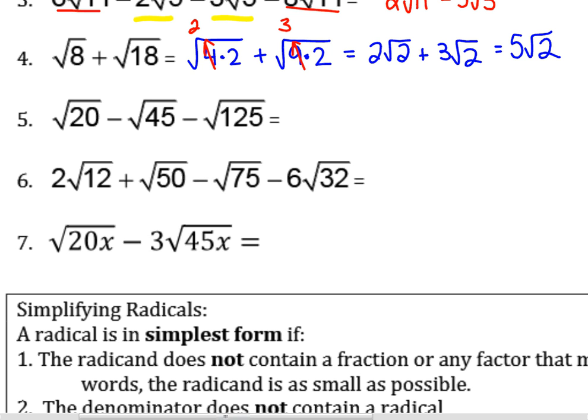Okay, so can you try 5? I'd like you to simplify each one of these radicals, and then whatever is like terms, add them or subtract them together.